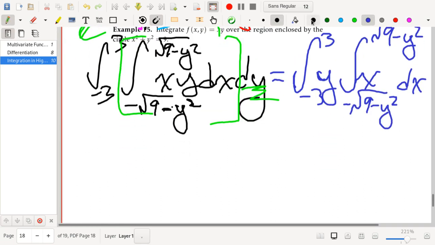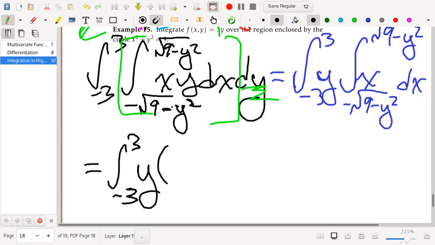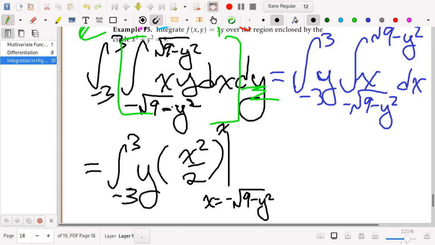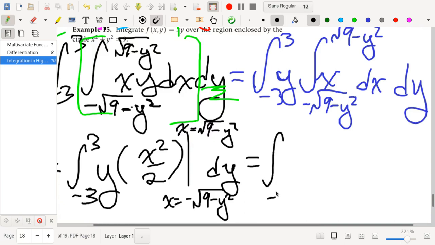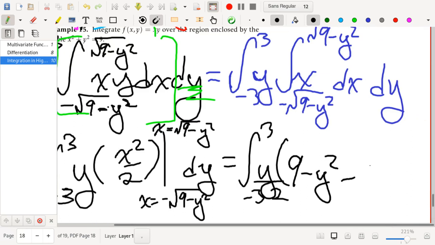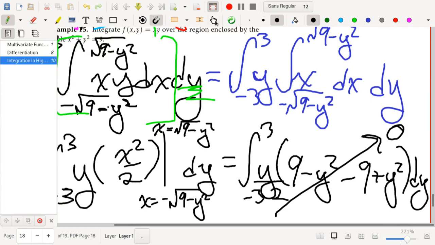Hopefully you can recognize that we're integrating an odd function over a symmetric region, but we're going to say, all right, this is equal to the integral from negative 3 to 3. We've got y here, and then we've got x squared over 2, ranging from x equals negative root 9 minus y squared to x equals root 9 minus y squared. And then we got dy on the outside. And this is going to be the integral from negative 3 to 3 of y times, okay, we'll write y over 2, and then we got 9 minus y squared minus 9 plus y squared dy. But that part's equal to 0. So the whole thing is equal to 0.